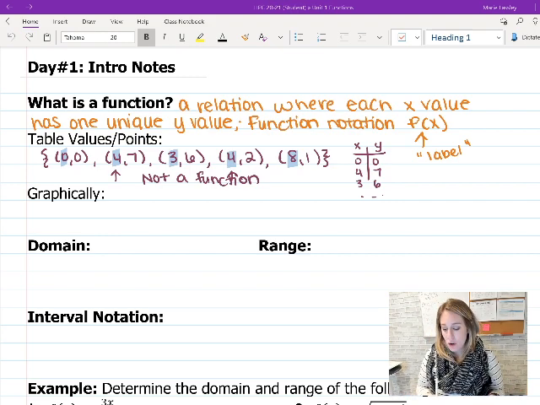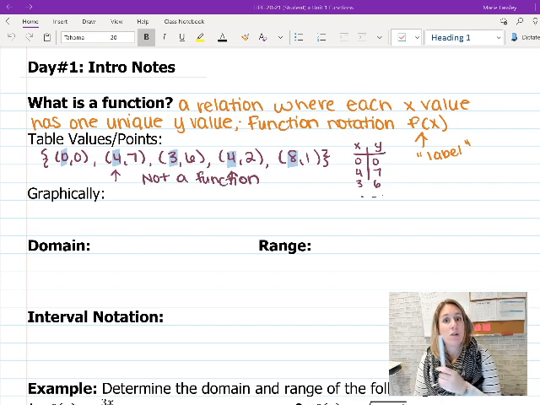Graphically, this is probably the fastest way to do this, and most people have heard of this technique before. If you have your equation graphed, you're going to perform what's called the vertical line test, which means if you run a pencil, or a vertical line, up and down across your graph, and it crosses the graph more than once, it's not a function, because that means you've repeated your x values. And we don't want to do that.